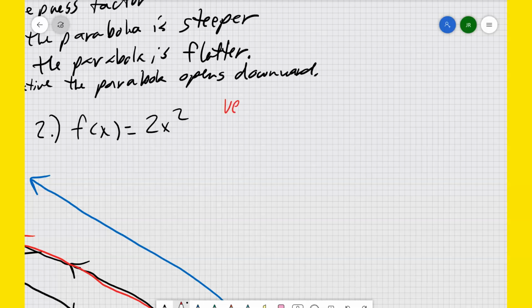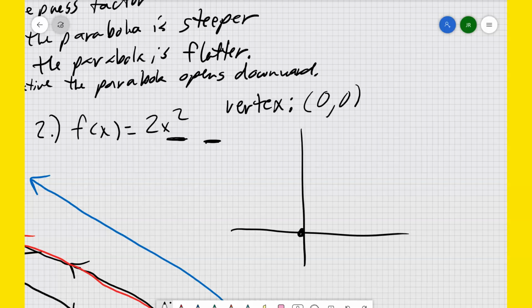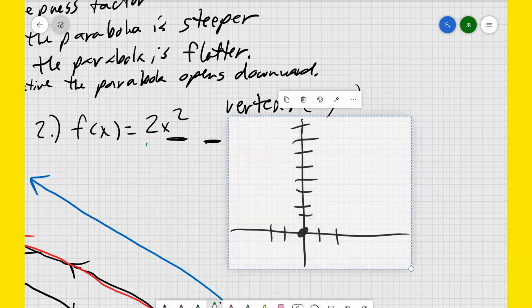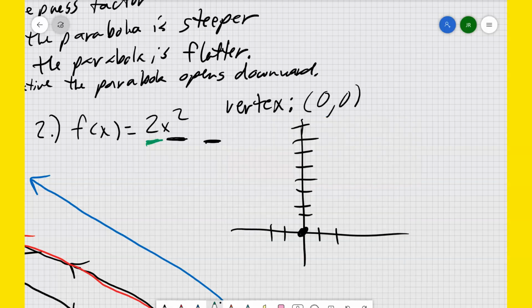Let me do black right here. What's the vertex? Again, there's nothing added with the X inside of the parentheses, and there's nothing added with the X outside after the squared exponent either. So the vertex is again 0, 0. But this time, notice that I have a 2 in front right here. That's going to make it go up faster.